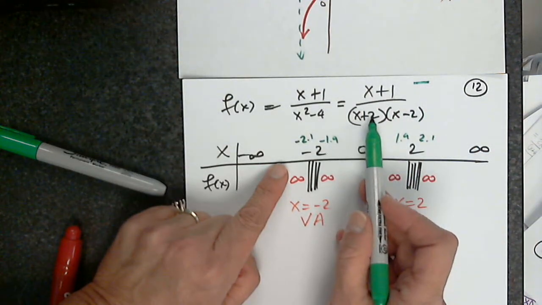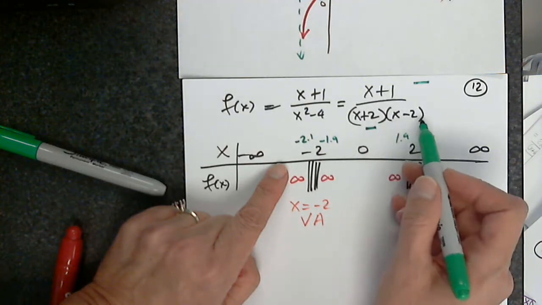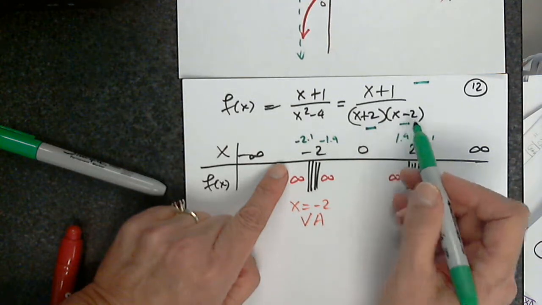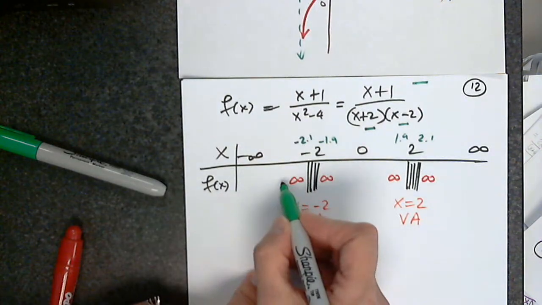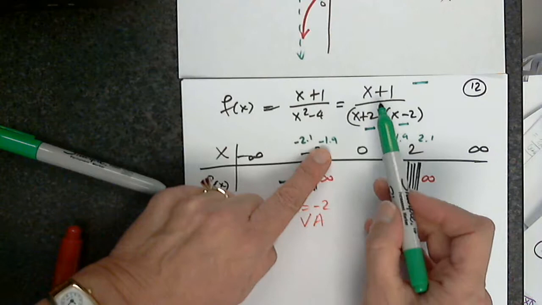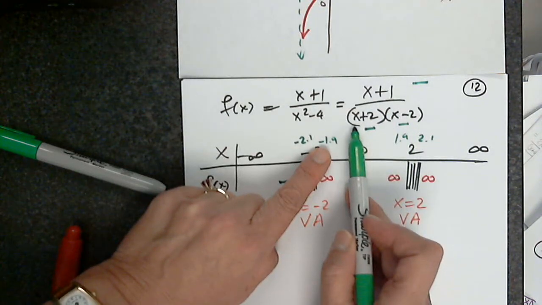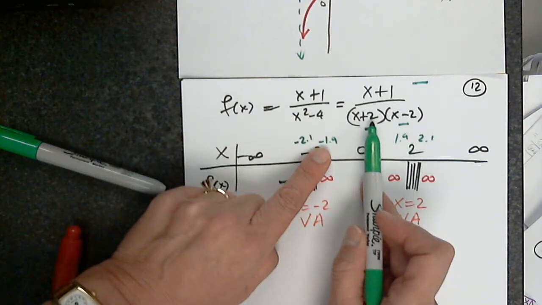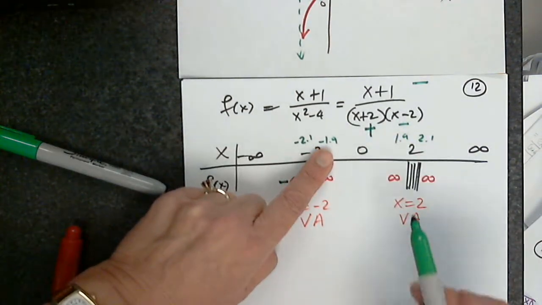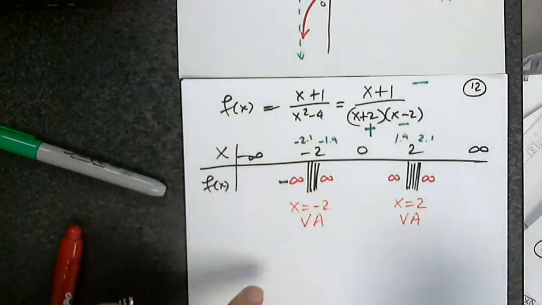Negative 2.1 plus 2. Negative 2.1 minus 2. 3 negatives then. Good. Negative 1.9. Negative 1.9 plus 1. Negative 1.9 plus 2. Negative 1.9 minus 2. Negative. 2 negatives.